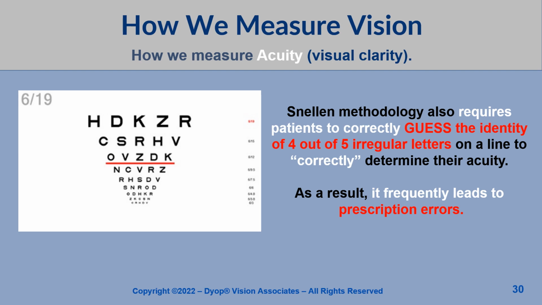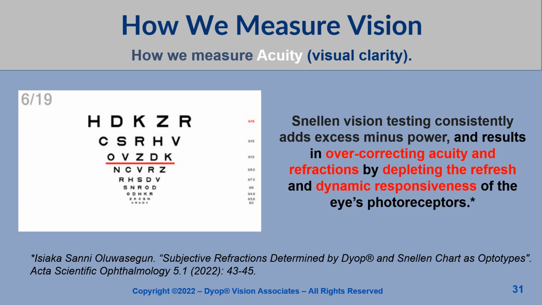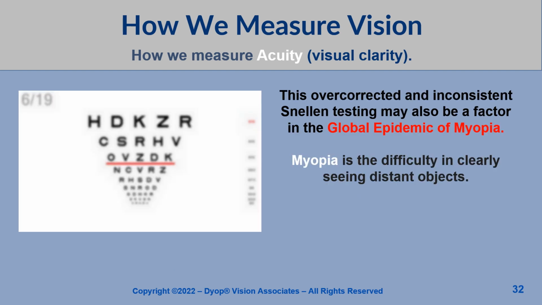Snellen methodology also requires patients to correctly guess the identity of 4 out of 5 irregular letters on a line to correctly determine their acuity. As a result, it frequently leads to prescription errors. Snellen vision testing consistently adds excess minus power and results in overcorrecting acuity and refractions by depleting the refresh and dynamic responsiveness of the eye's photoreceptors. This overcorrected and inconsistent Snellen testing may be a factor in the global epidemic of myopia.